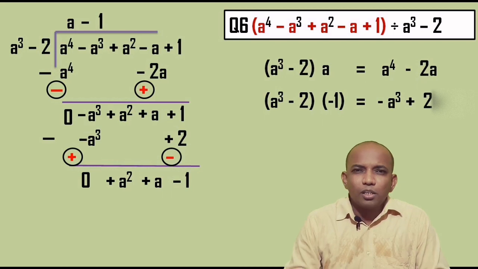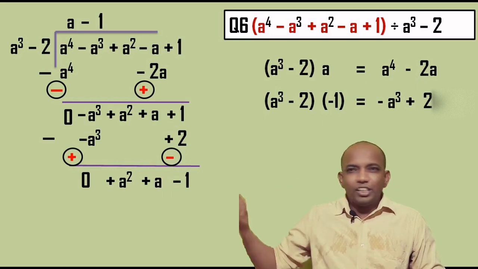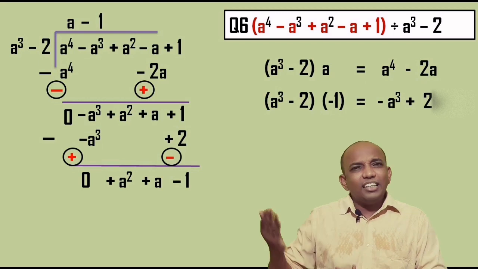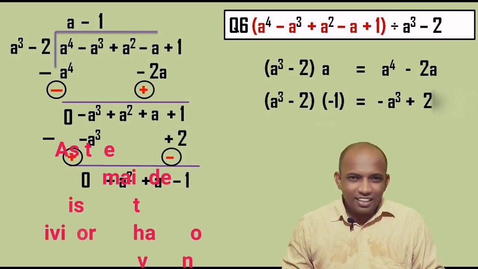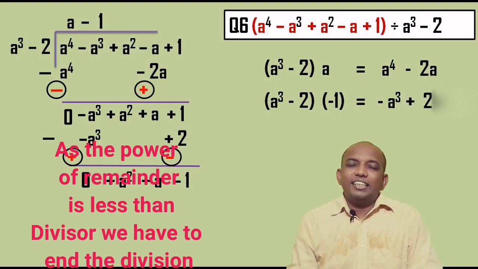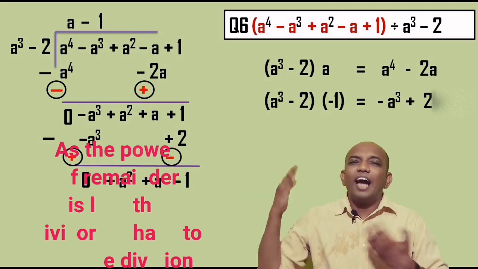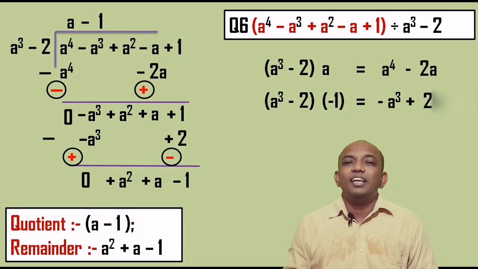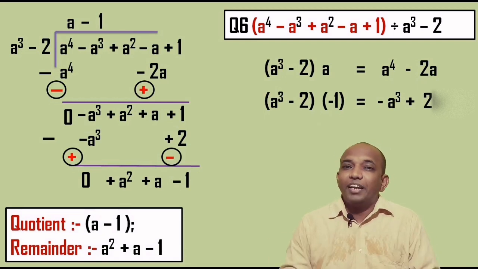Now check the first term of the remainder. What we have? We have a square, right? What is the first term in the divisor? We have a cube. As the power is less, right? Power is less, so we have to end that division, and that's it. We have our quotient and remainder with us. The quotient is a minus 1 and the remainder is a square plus a minus 1.